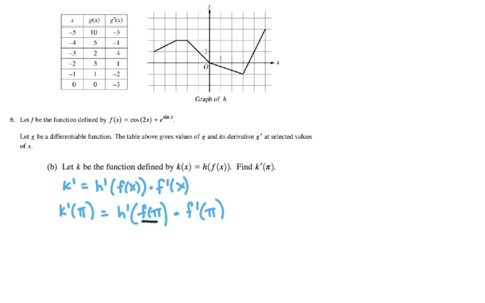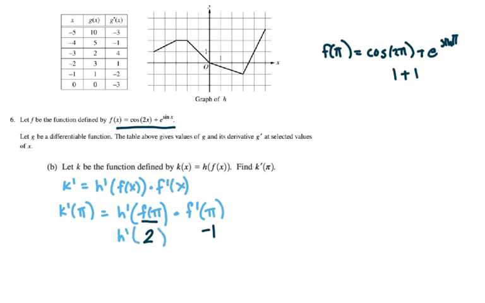So we need to do a little side work here. Let's figure out what f of pi is. So that's going to be cosine of 2 pi, well that's 1, plus e to the sine of pi, which is e to the 0, 1. So this becomes just a 2. F prime of pi we found in the previous part A, that was negative 1. So we're now looking at h prime of 2 times negative 1.